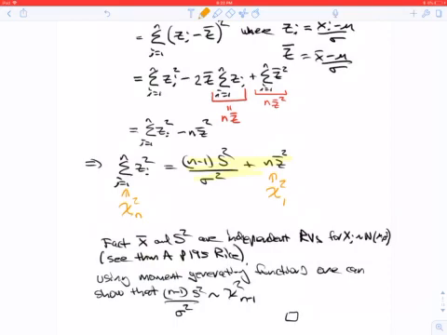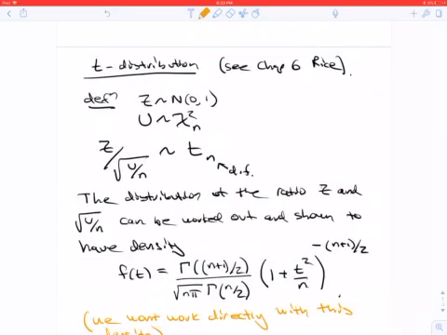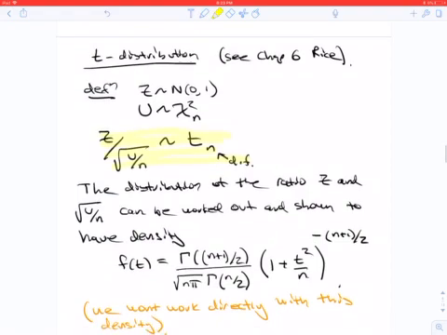For the proof of that, you can look at page 195, but that proves the result. Next, we're going to need the t-distribution, which is defined as a standard normal over a chi-squared with n degrees of freedom, defined in terms of those given by Z over the square root of U over n. I'll highlight that formula.